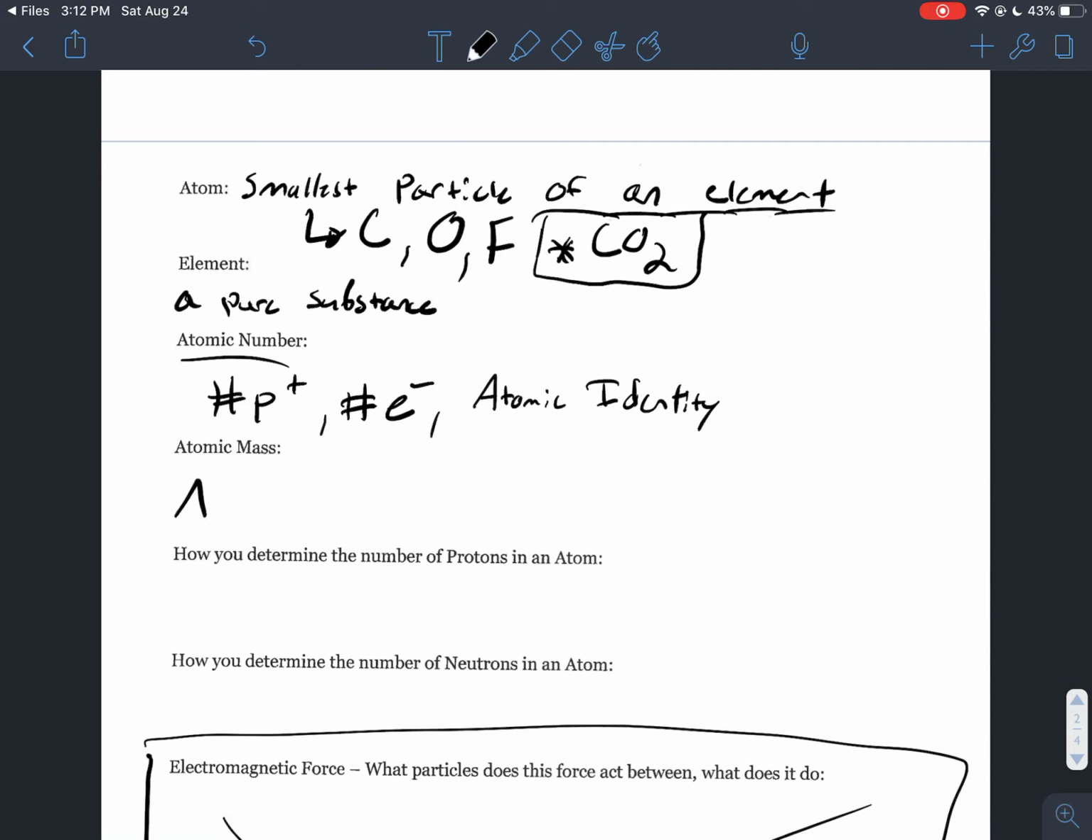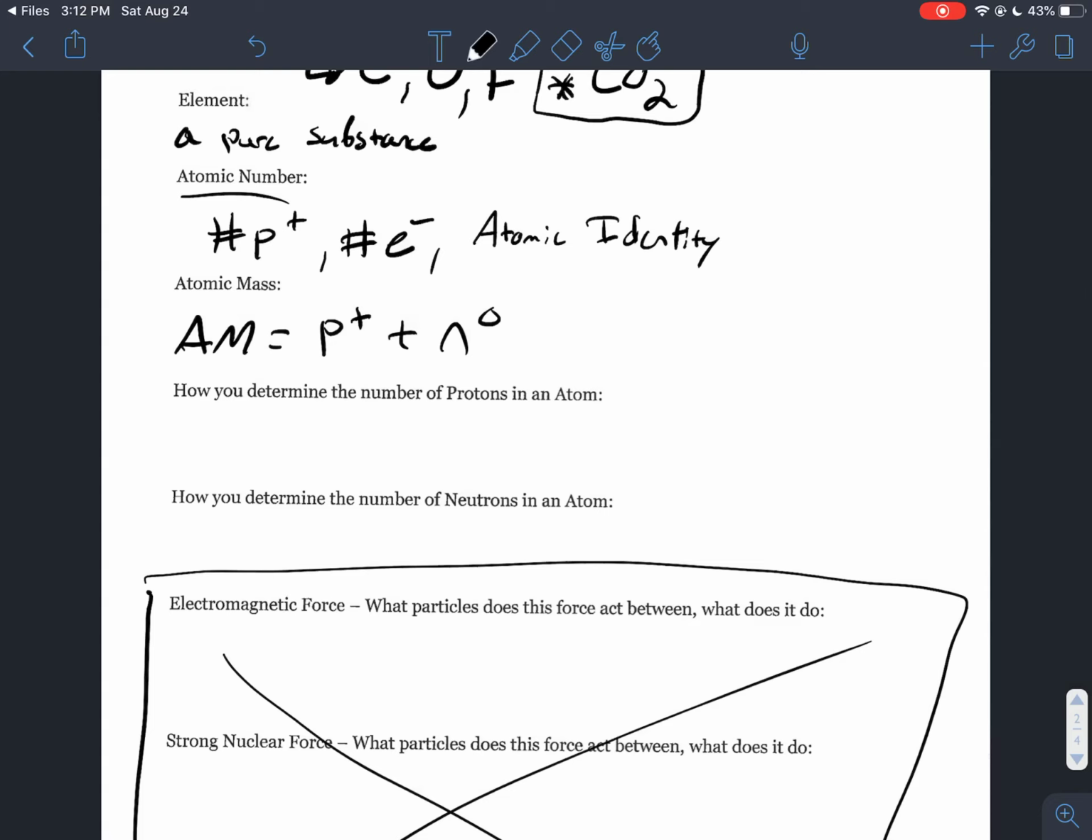Atomic mass, we're just going to write this. AM equals P plus N. I've written that 100 times. I'll write it 100 more. Atomic mass is equal to protons plus neutrons. Now, how do you determine the number of protons in an atom? This one's simple. Look at P table. That stands for periodic table.